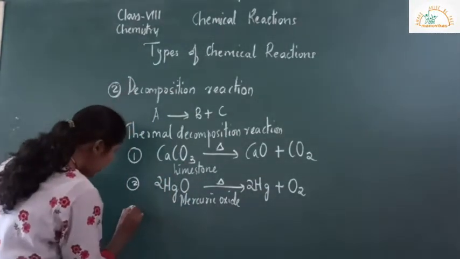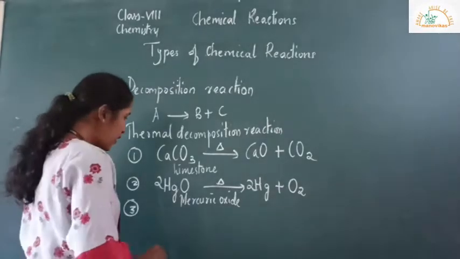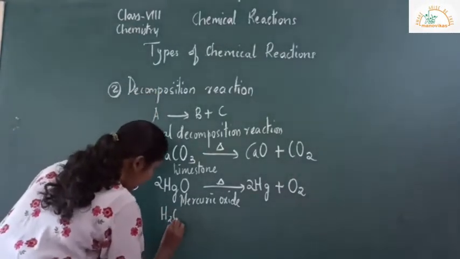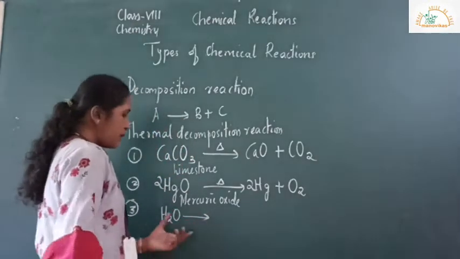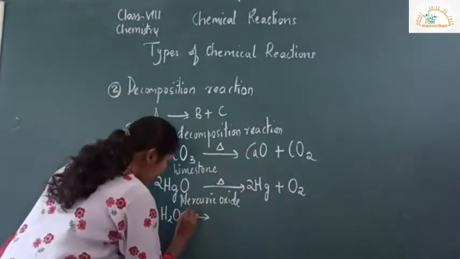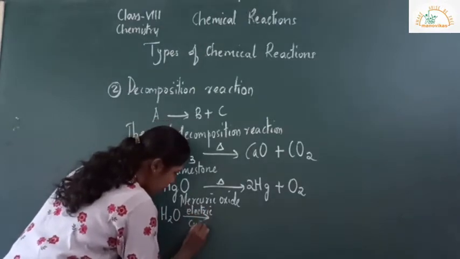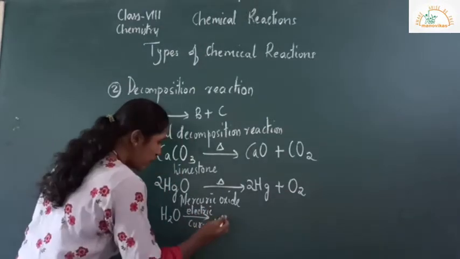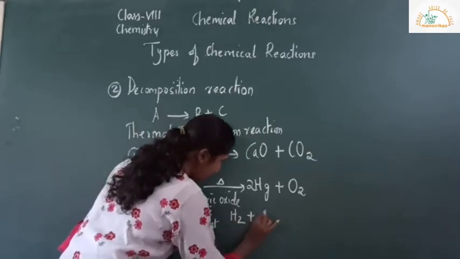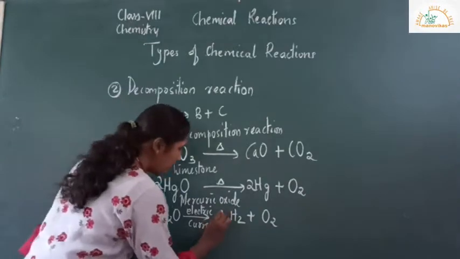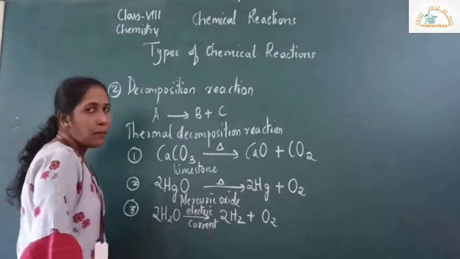Let's take the third example. We have the decomposition of water. That is, water can be decomposed in presence of electric current. So what we will get is hydrogen gas and oxygen gas. Again check if the equation is balanced. So now the equation is balanced.